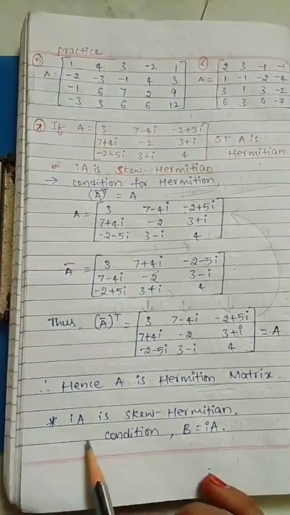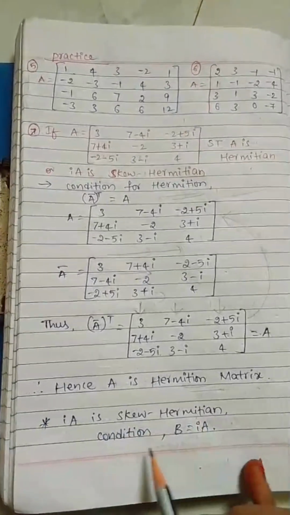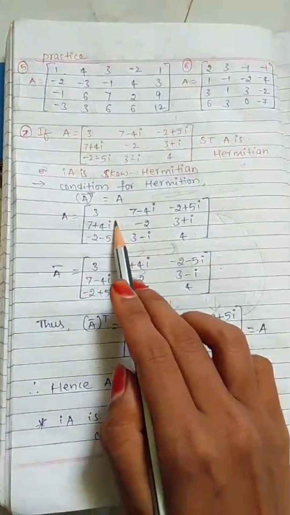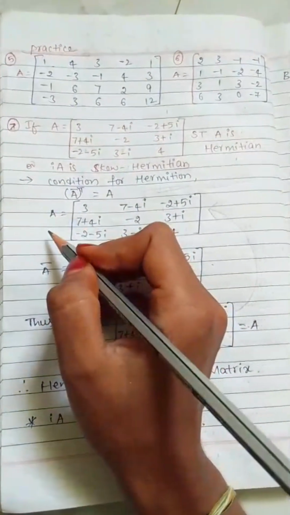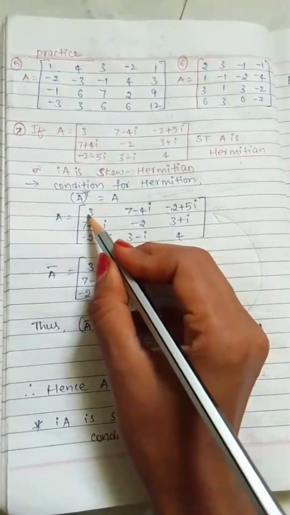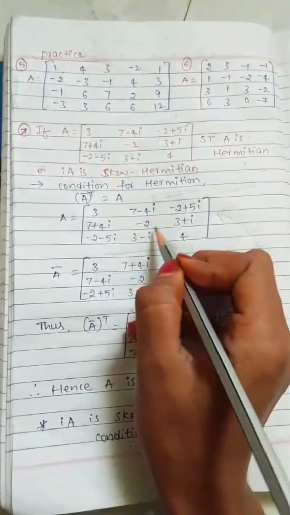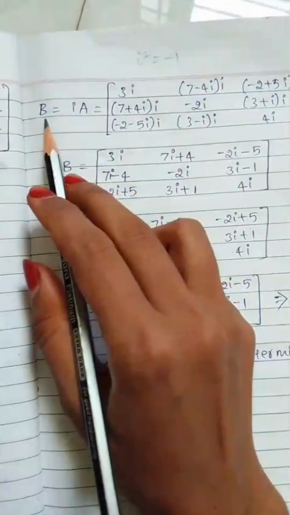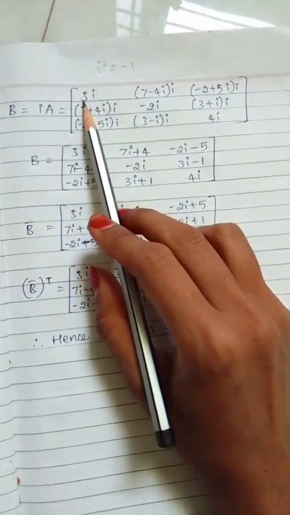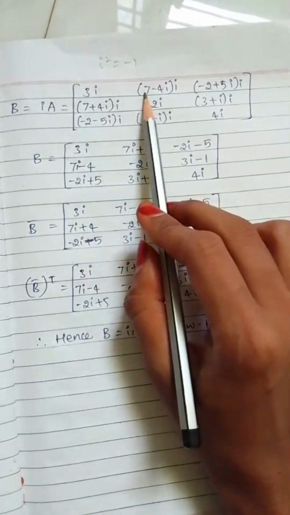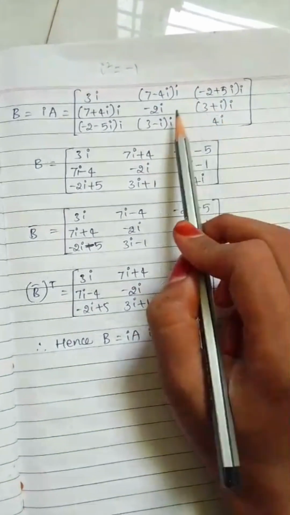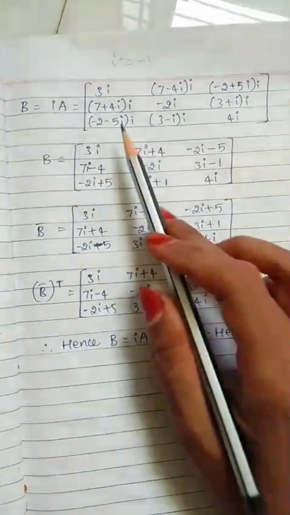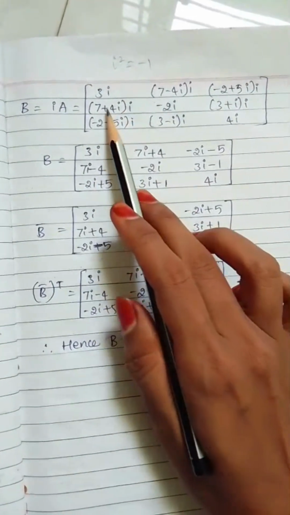iA is skew Hermitian. Just check that. iA is skew Hermitian when the condition is B is equal to iA. Take the A as it is, but I have to multiply i to all the numbers. Just see here. B is equal to iA. I have multiplied i to all the numbers. 3i, 7. Take i to all the numbers. Then I have just multiplied that i to those numbers.